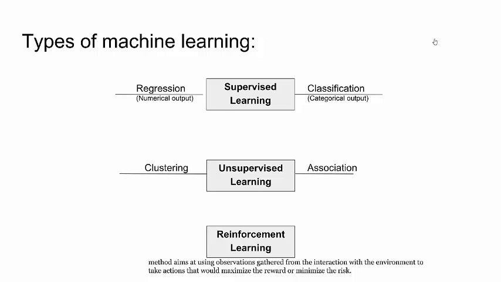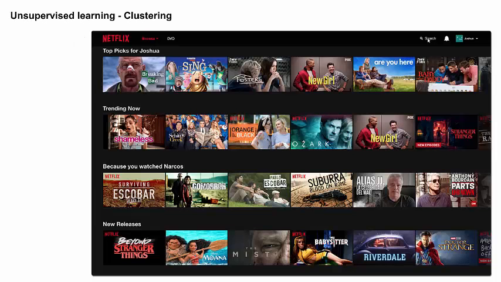And when only inputs are there, what we can do is find patterns, associations, similarities, clusters in the data. This is an example of a clustering algorithm result we are very familiar with. Top picks for Joshua are based on the movies Joshua saw already. These movies belong to the same cluster as his previous choices.